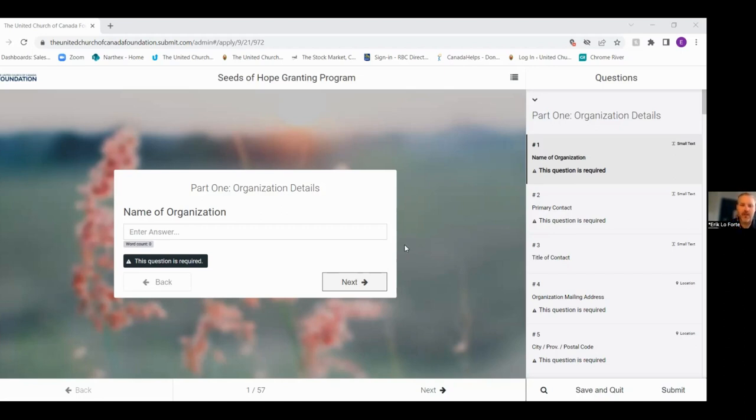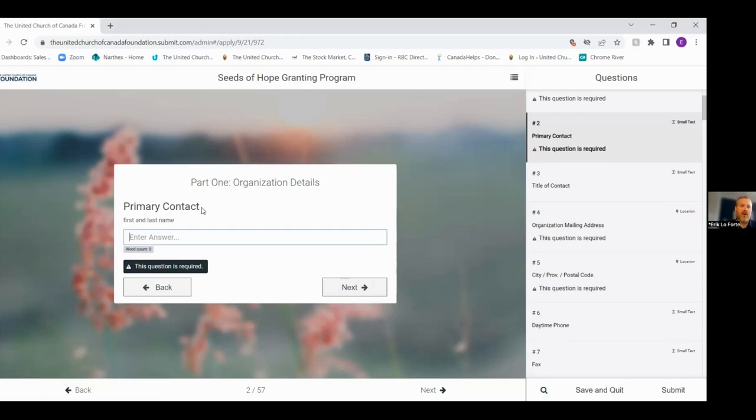So I'm going to start going through all the questions and giving you examples as we go. The very first question is name of the organization. This is quite simply what organization is applying to the grant, who would be responsible for the project, who would be receiving the funds if awarded.